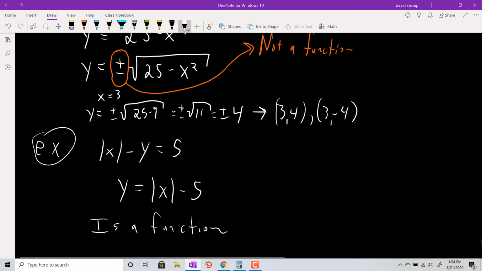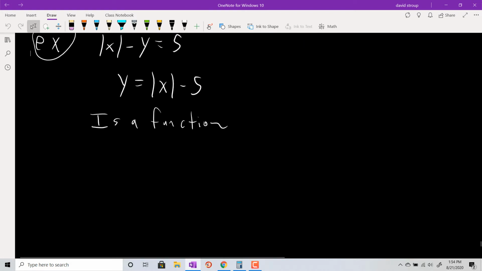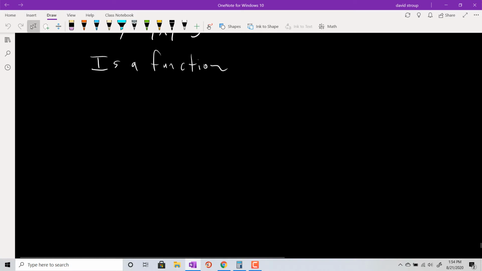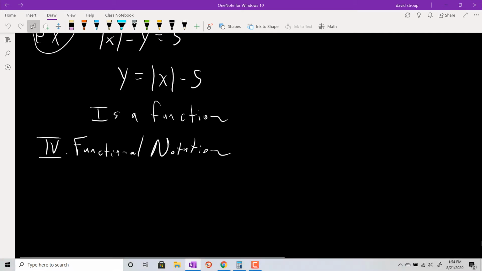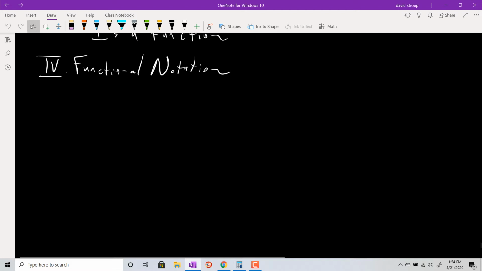Okay, let's carry on to functional notation. You could literally think of functions as things that transform the shape of something. You're putting something into a machine and it's changing the shape of it. The way we usually think of it is like a point-wise deal.